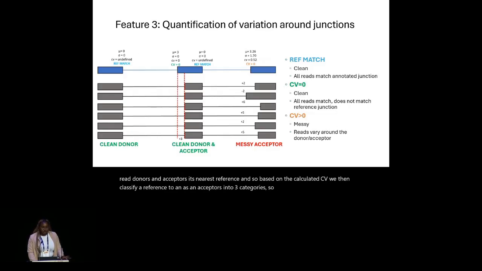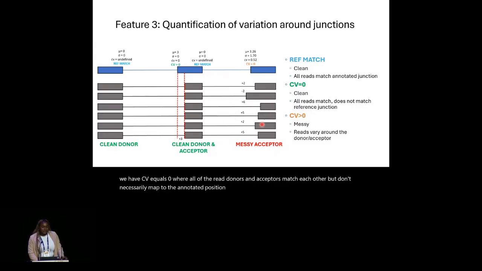So the first one is reference match, where all the reads match the annotated donor or acceptor. Then we have CV equals 0, where all of the read donors and acceptors match each other, but don't necessarily map to the annotated position.